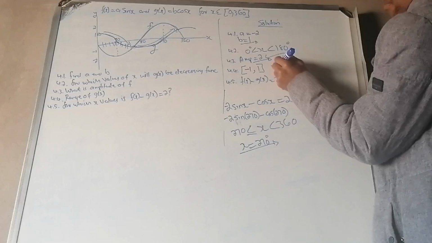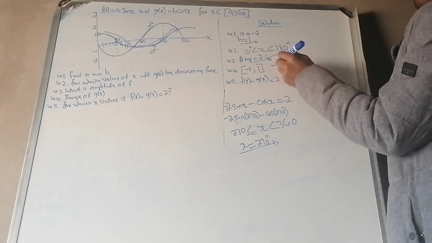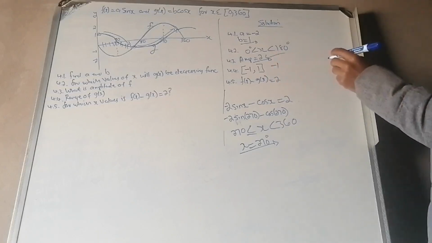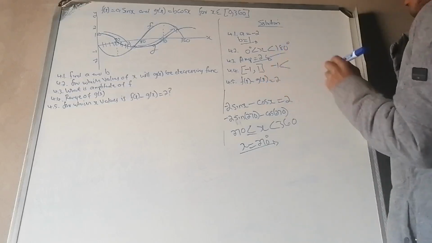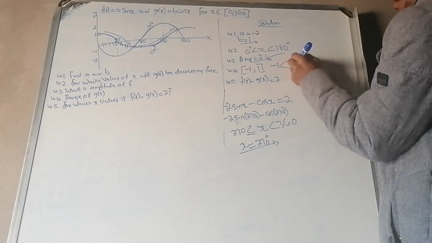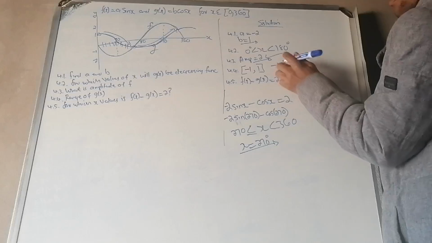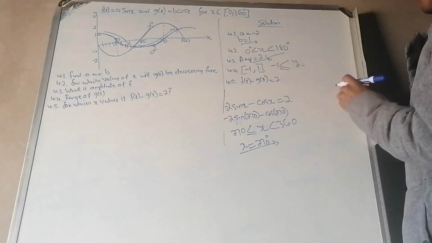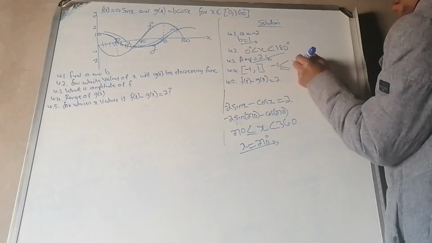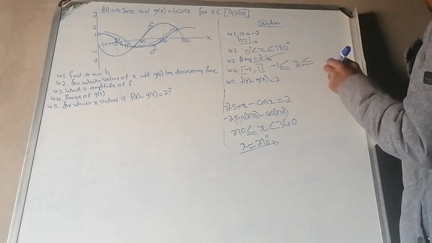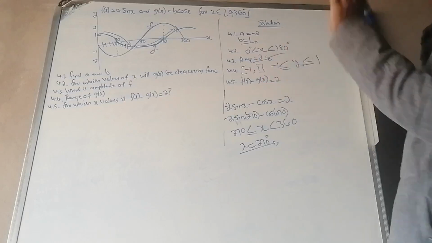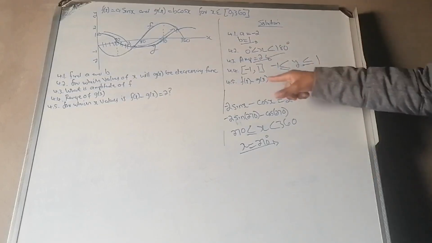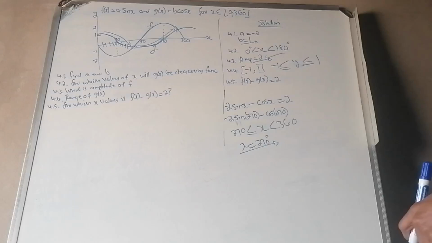Y is an element -1 to 1, or y greater or equal to -1 and y less or equal to 1. Okay, that's fine. And then 4.5, x is equal to 270.